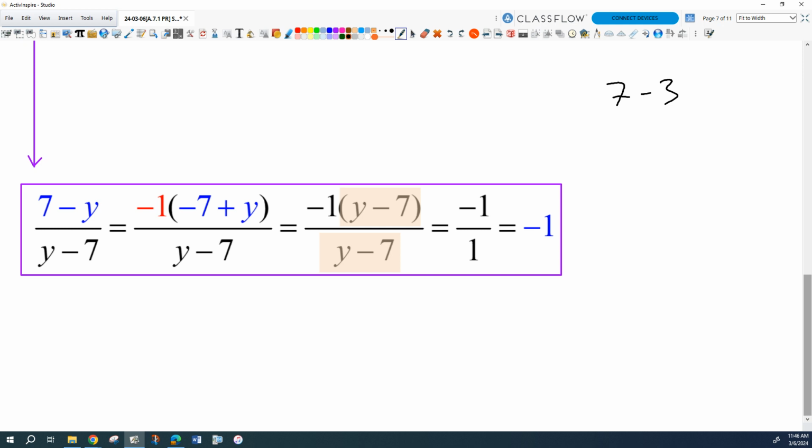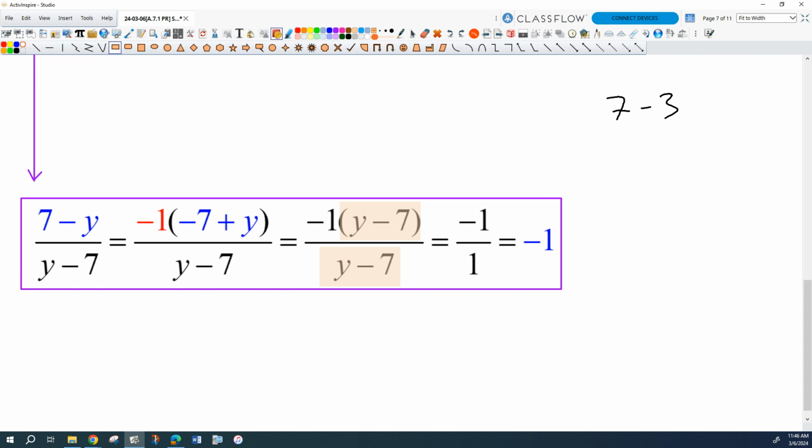So if I undistribute a -1 from those terms, what's left behind? -1 times what would give me my 7?